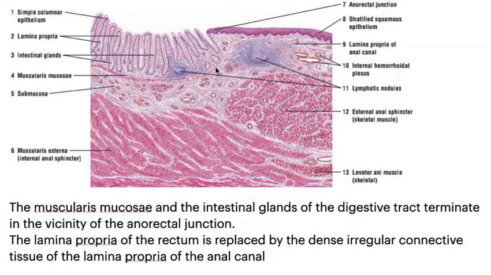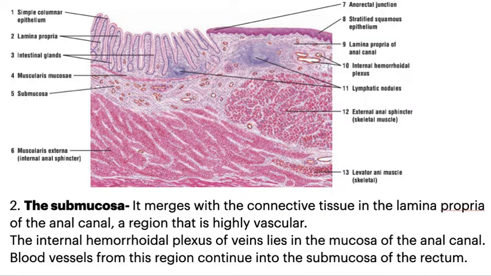And the lamina propria of the rectum is replaced by the dense, irregular connective tissue of the lamina propria of the anal canal. This is the submucosa that merges with this connective tissue of the lamina propria of the anal canal, and is highly vascular. You can see the internal hemorrhoid plexus. Internal hemorrhoid plexus of veins lie in the mucosa of the anal canal, and blood vessels from this region continue into the submucosa of the rectum.